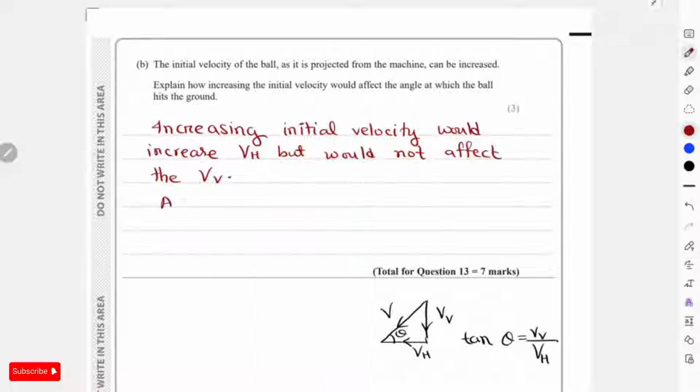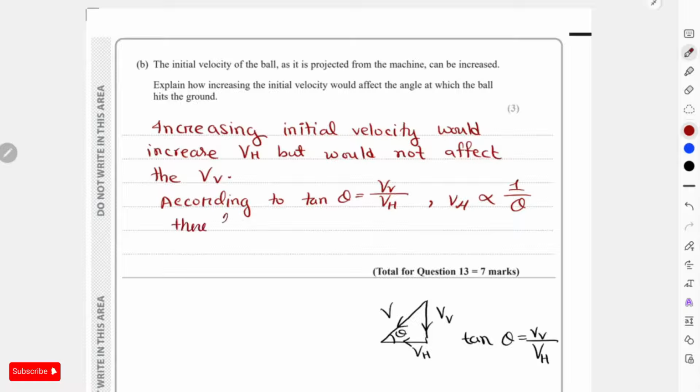VV, so then lastly, you can write that according to VH is inversely proportional to theta, theta would decrease.